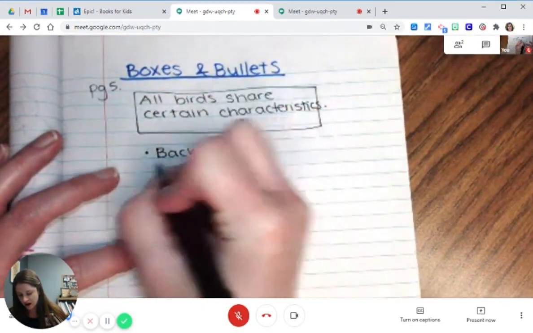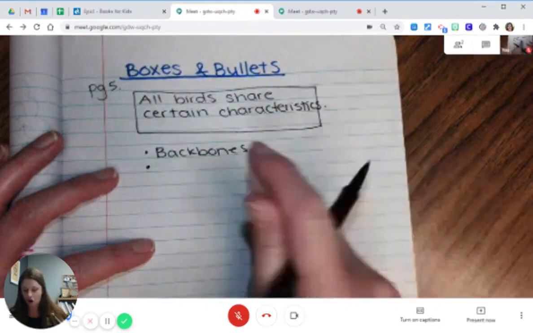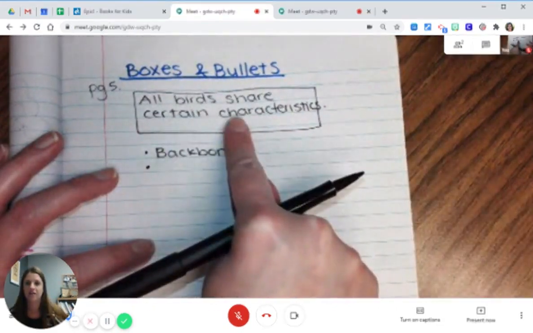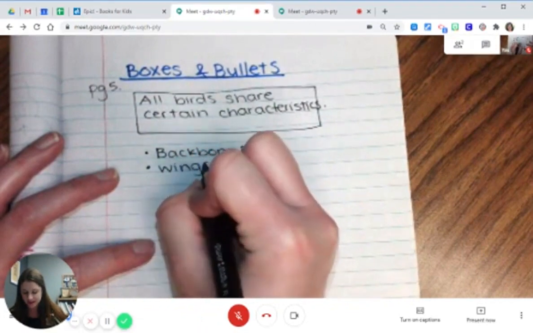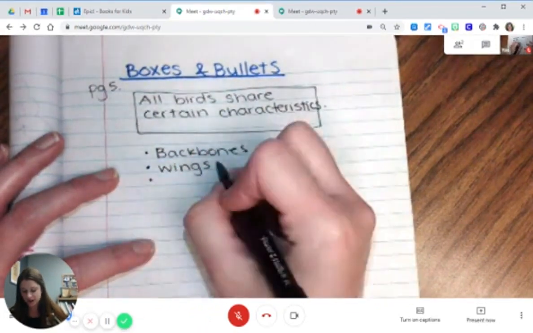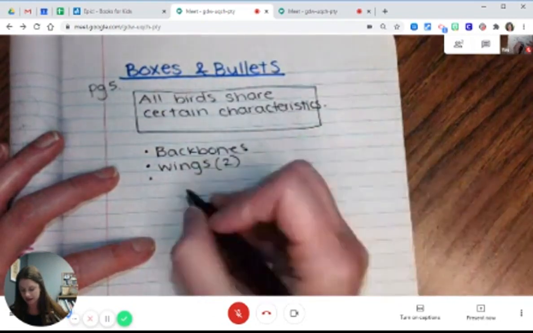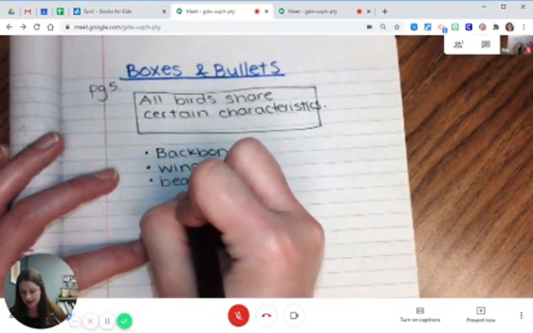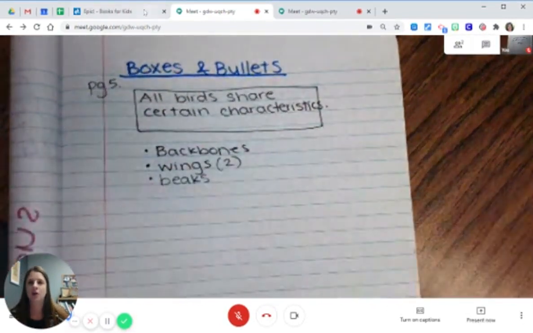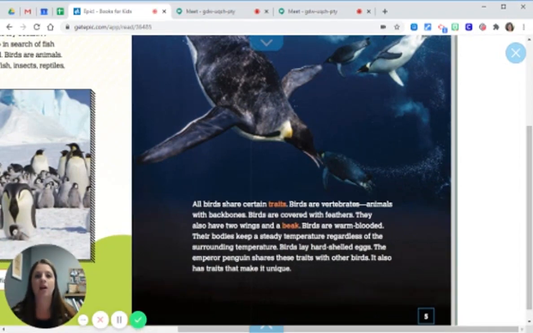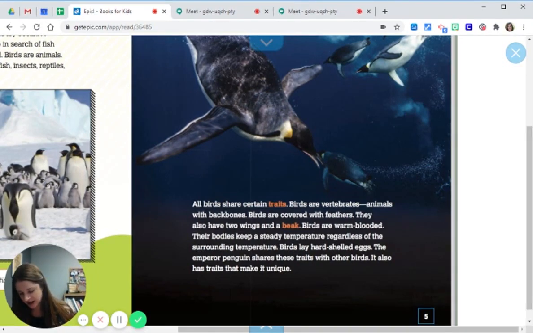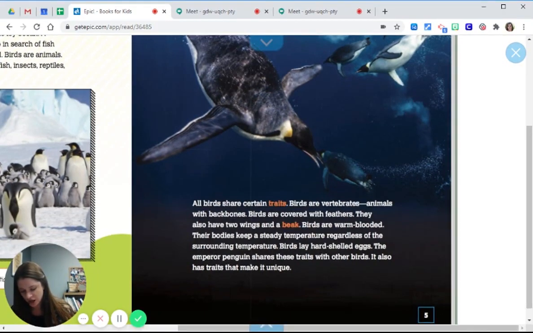So what's another trait that all birds share? They all have wings. They all have, and I'm going to actually say 2 wings because they specify that. I'm going to say they all have beaks. Okay, let's go back and read. What else? What else do all birds have? Oh, they're covered with feathers. I forgot that one. Good thing I looked back at the text. And that's a great strategy too, to look back at that text.